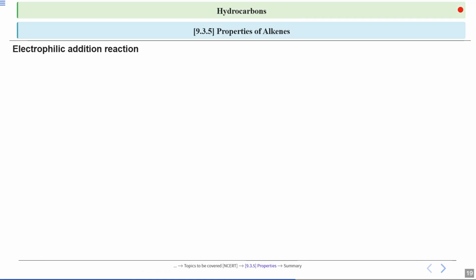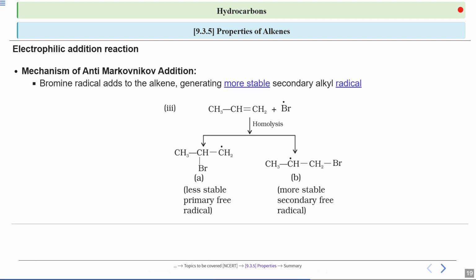Moving on further with the mechanism. So what we can say, lastly, this again a propagation step where your bromine radical is reacting with your double bond to form two types of radical. Here the A radical is less stable because it is a primary free radical. Primary radicals are less stable because they lack the stabilization due to inductive effect and hyperconjugation. Whereas the secondary free radical is more stable. So this is very important to remember.